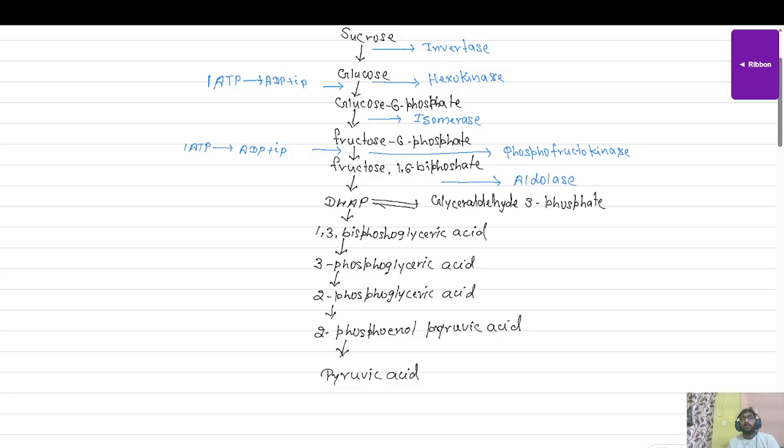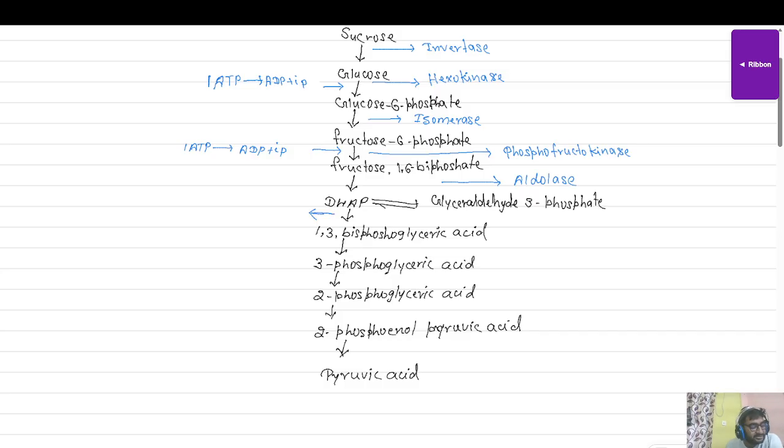Now, there are two more enzymes needed in the process, which we will discuss as well. Next is the conversion of DHAP to 1,3 bisphosphoglyceric acid. Here nothing is getting used up, but something is getting synthesized. So what is getting synthesized here?